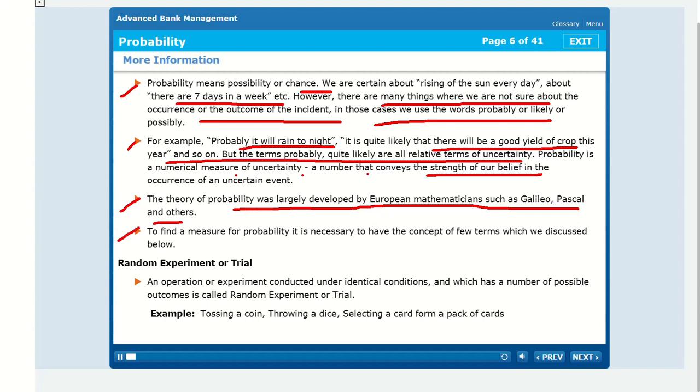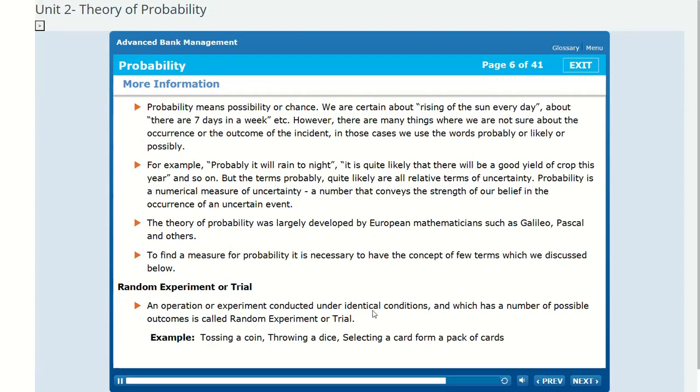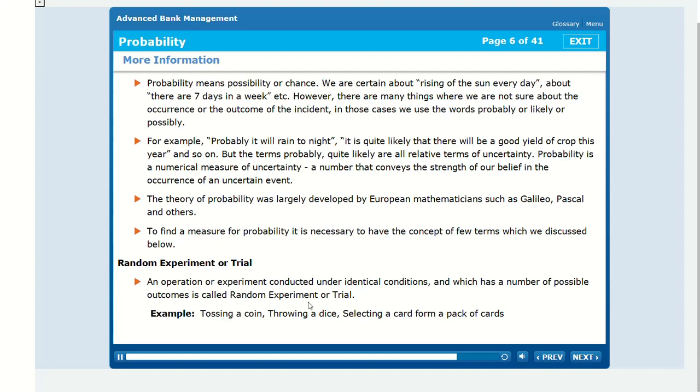To find a measure for probability it is necessary to have the concept of a few terms, which we discuss below. Random experiment or trial: an operation or experiment conducted under identical conditions, and which has a number of possible outcomes, is called a random experiment or trial. Example: tossing a coin, throwing a dice, selecting a card from a pack of cards.